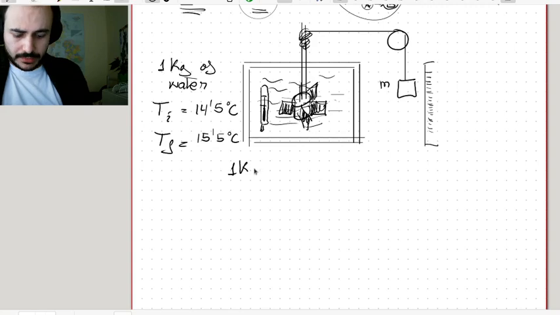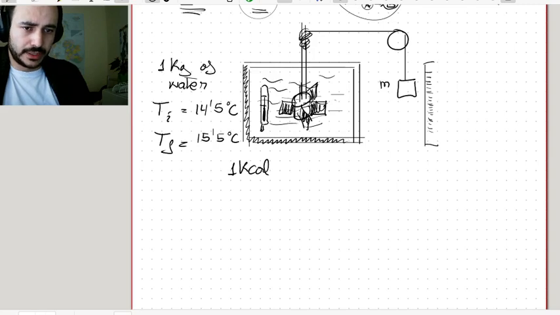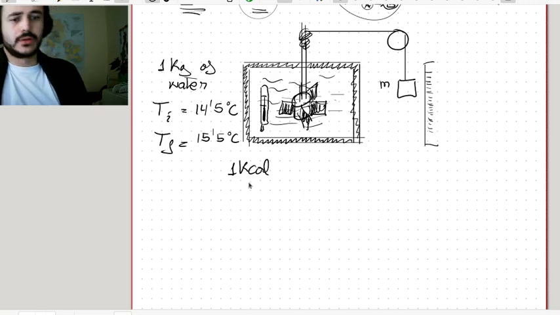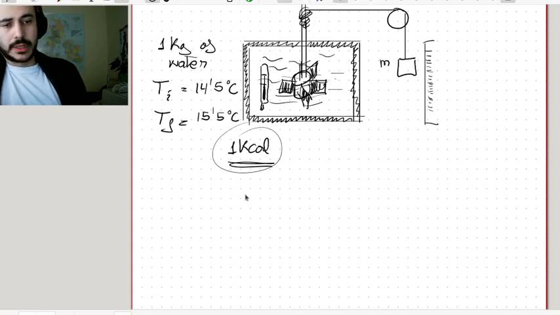Okay, but there is no exchange of heat. This water, like I said before, is within an adiabatic enclosure, and there is no exchange of heat whatsoever with it. The only thing we are doing to the water is work, mechanical work. And with this mechanical work, we are injecting into the water 1 kilocalorie. So, okay, that makes you think, yeah?